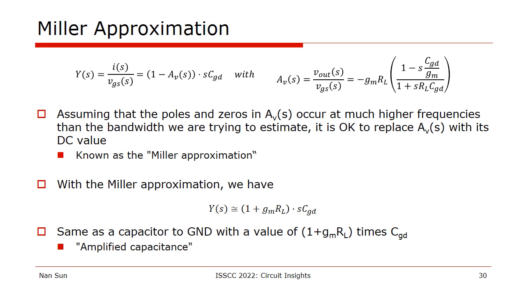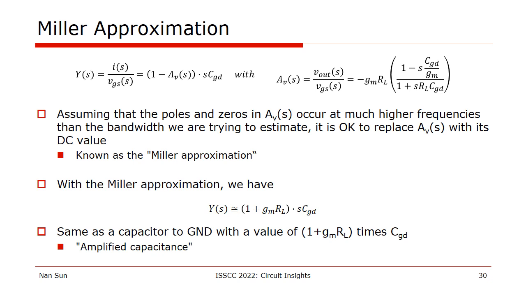The admittance is s CGD amplified by 1 minus AV of s. So here AV of s has one pole and one zero. If we assume that the poles and zeros in AV of s occur at very high frequencies, much higher than the bandwidth of the amplifier that we are estimating, then it is okay to replace AV of s with its DC value, and this is what we call the Miller approximation. Sure, we have to check the validity of the approximation later. We cannot just take it for granted, but we'll show that this approximation is actually valid.